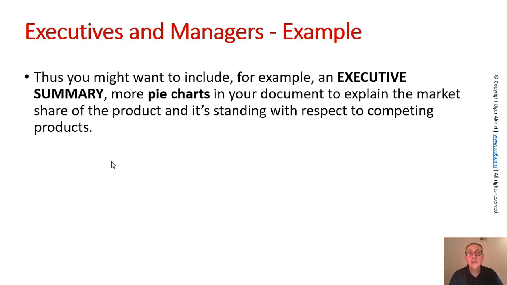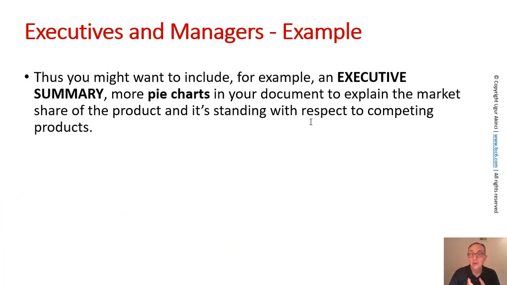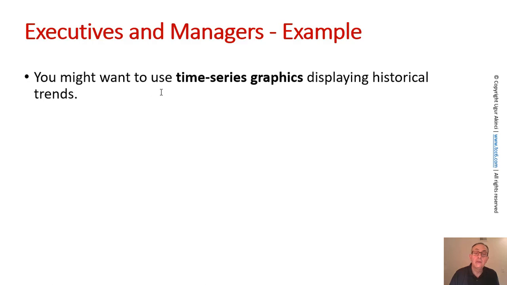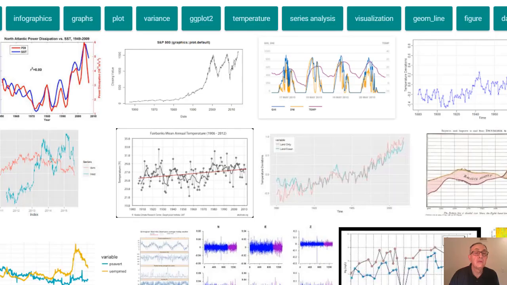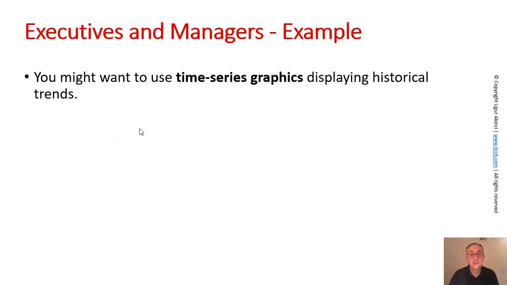Thus, you might want to include, for example, an executive summary, more pie charts in your document to explain the market share of the product and its standing with respect to competing products. You might want to also use time series graphs, like the ones you can see here. Time series graphs for displaying historical trends. That would be also appropriate for this occupational group.